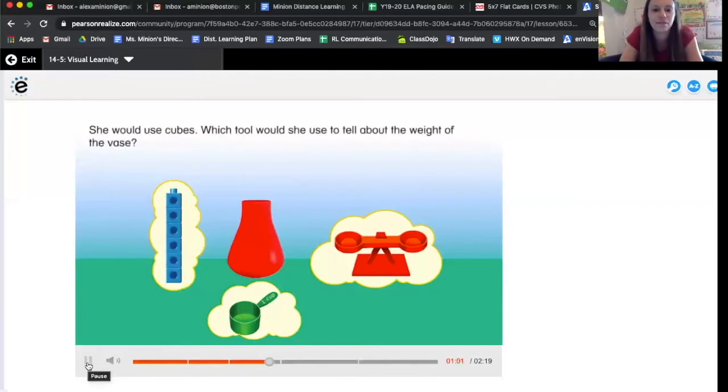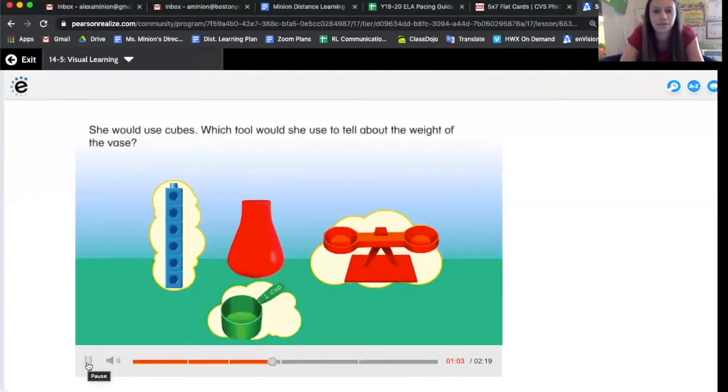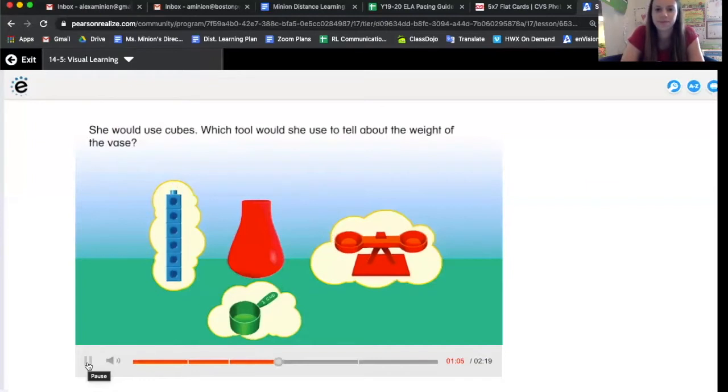She would use cubes. Which tool would she use to tell about the weight of the vase? Which tool should she use for the weight?